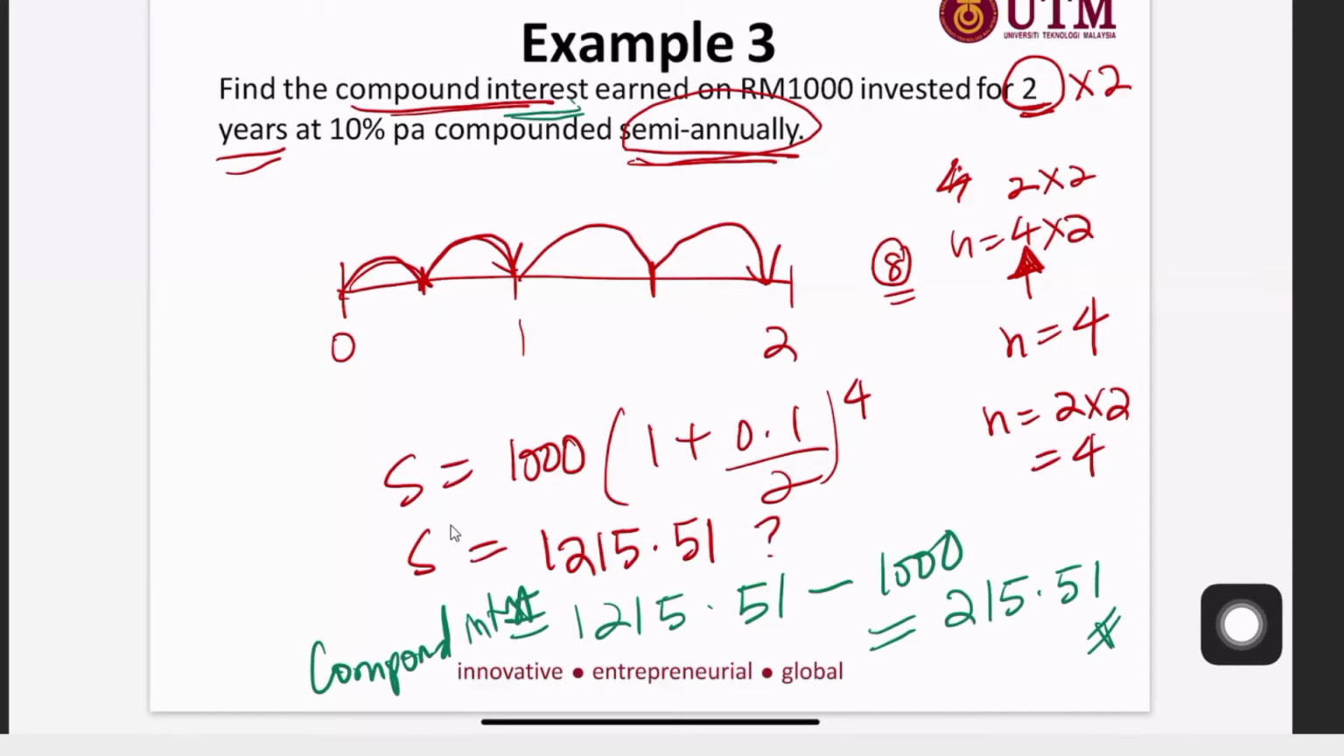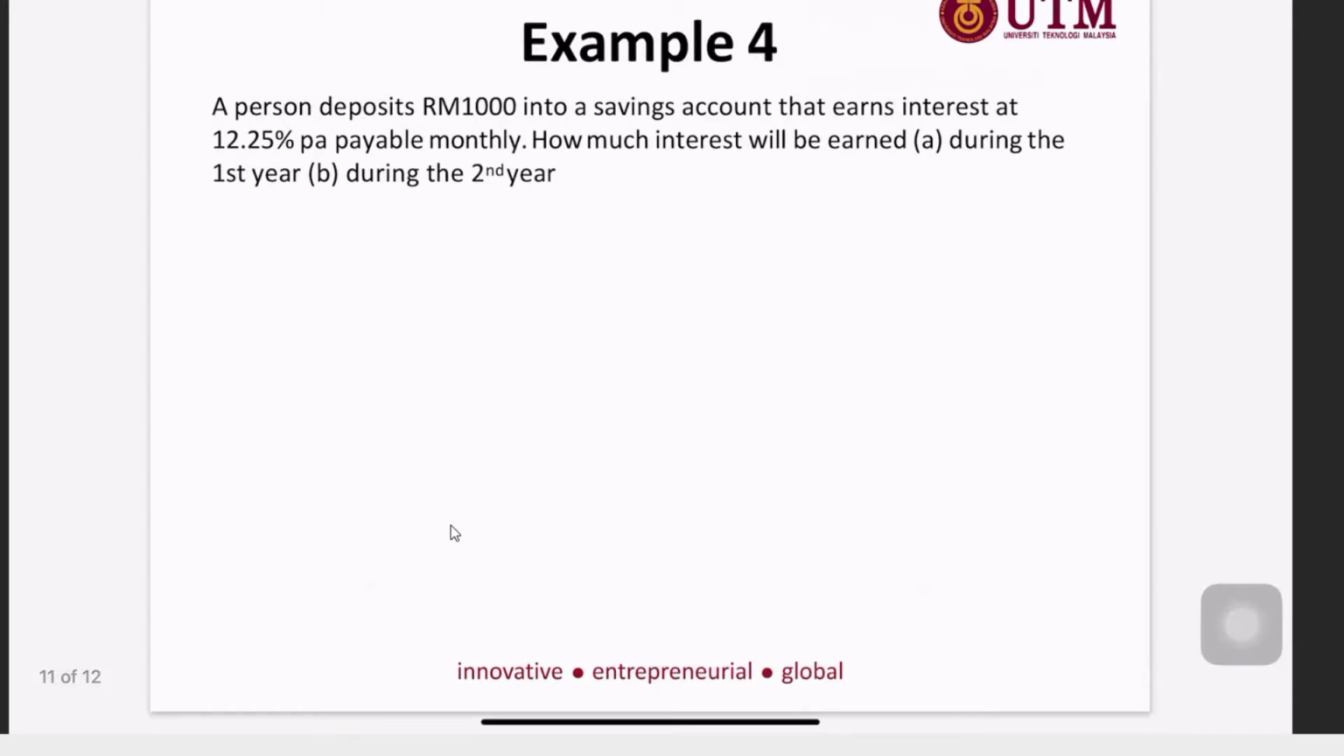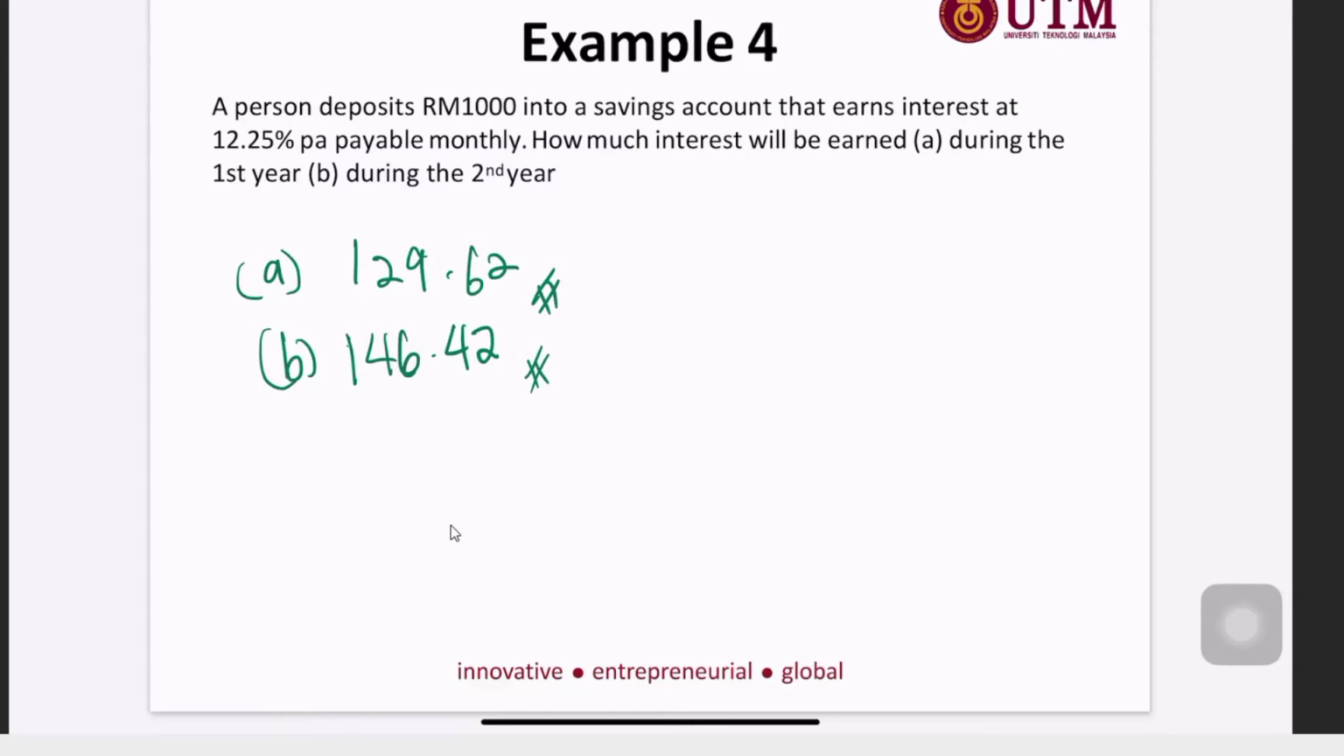Okay, be careful while doing this example. Later please try to do this example 4. You need to be careful when doing this example 4. So I will give you the answer. For A, you should get 1129.62. And for B, you should get 146.42. Please try to do this example 4 later. Hope you got the same answer like this. If you don't get the answer, don't hesitate to ask me in the WhatsApp group.